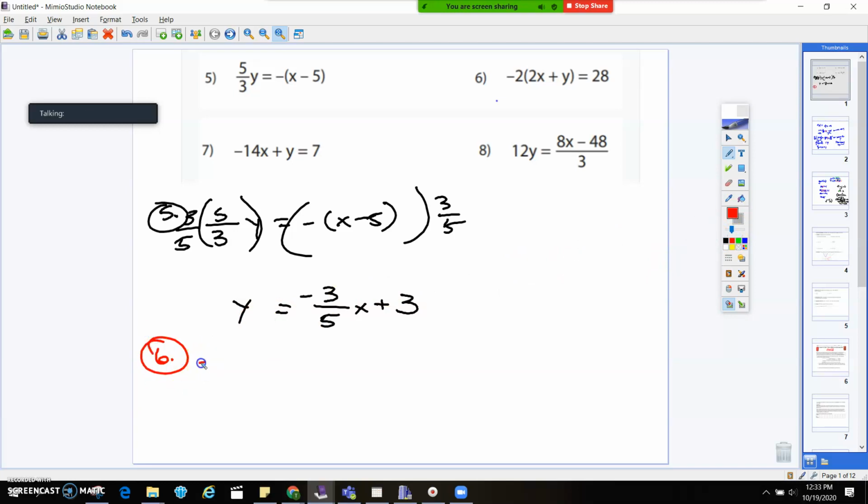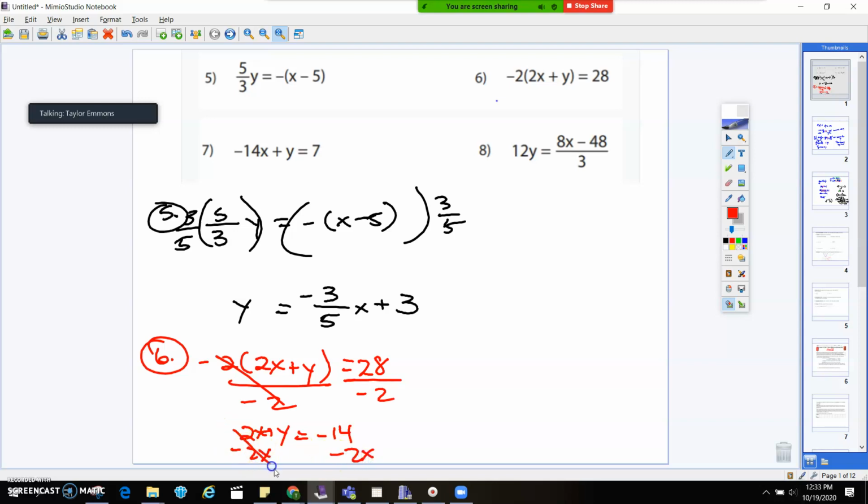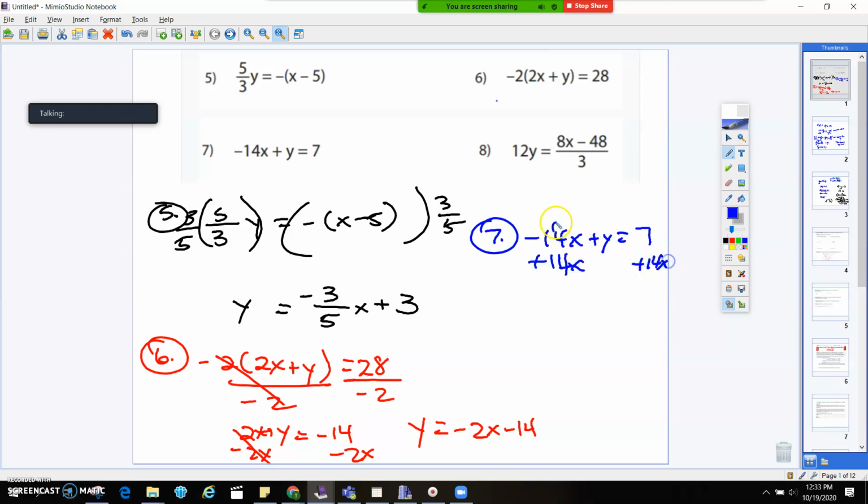Number 6. We're going to divide by negative 2 first. And that's going to give me 2x plus y equals negative 14. We're going to subtract 2x from both sides. And so y is going to equal negative 2x minus 14. Number 7. We're going to add this 14x to the other side. So we're going to have y equals 14x plus 7.